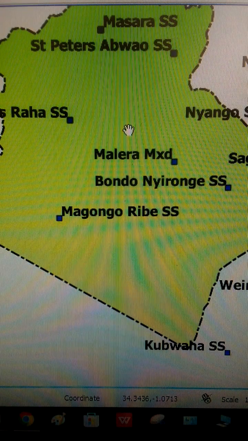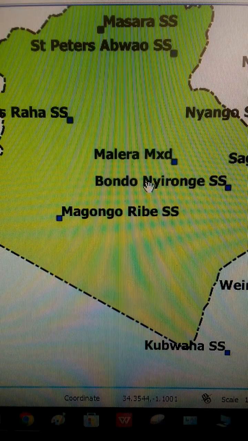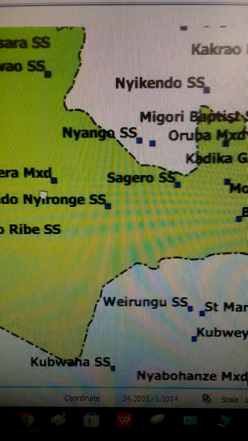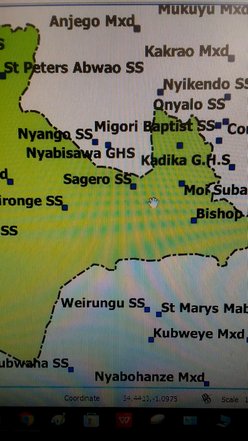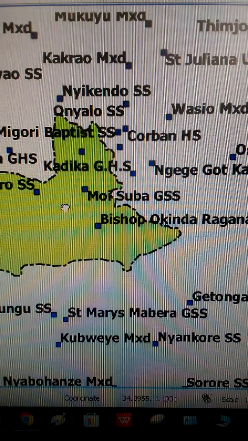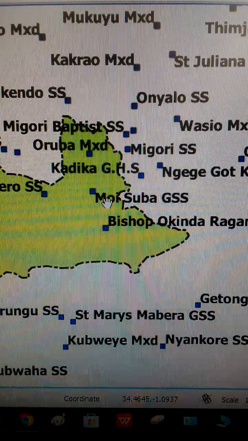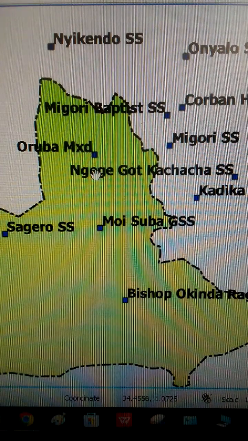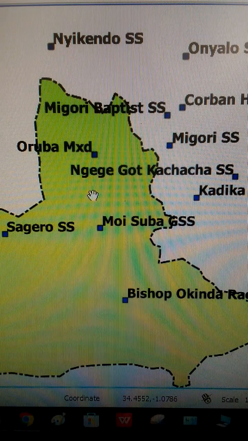Then I'm able to see schools like the following: Magongo Ribe Secondary School, Bondo Nyironge Secondary School, Malera Mixed Secondary School. Towards the east of this area, we have Sagero Secondary School. We have Bishop Okinda Ragana High School, Moi Suba Girls Secondary School, and if I zoom in around this area, I'm able to see Uruba Mixed Secondary School.